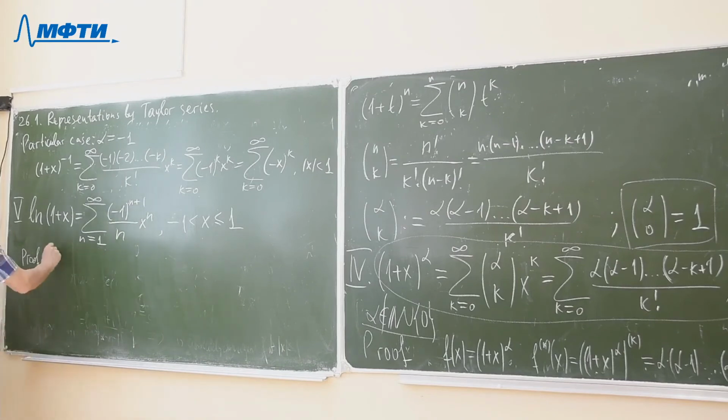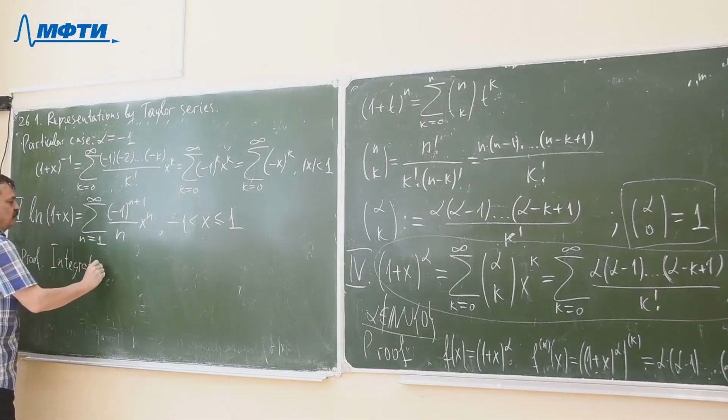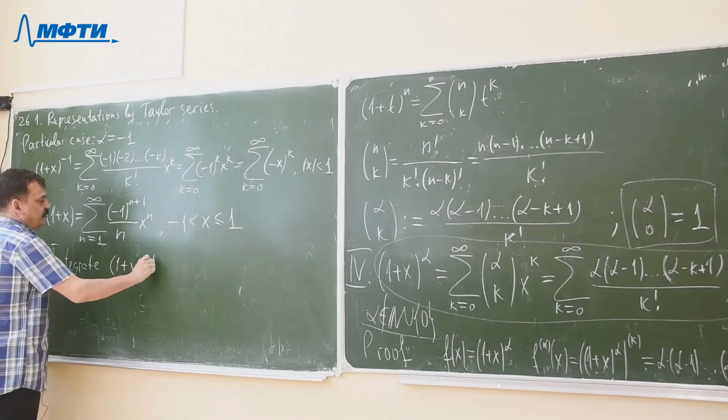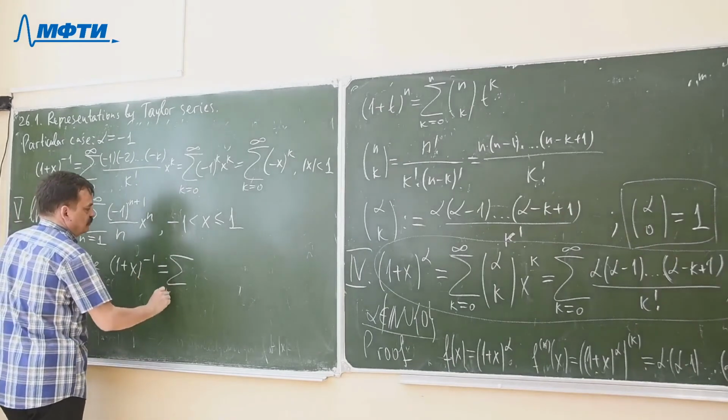We integrate the series (1 plus x) to the power minus 1 equals to the sum.